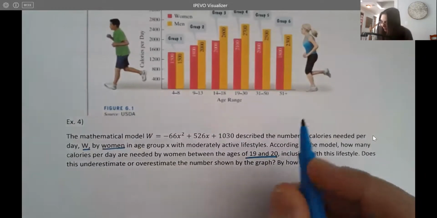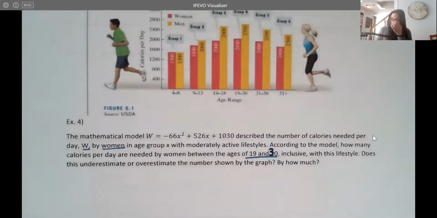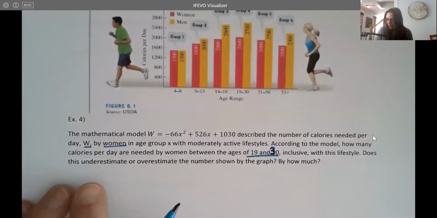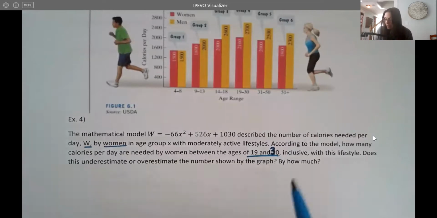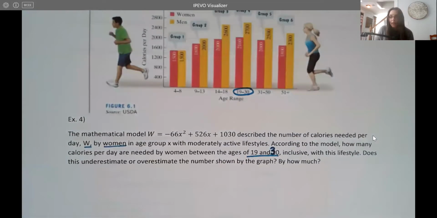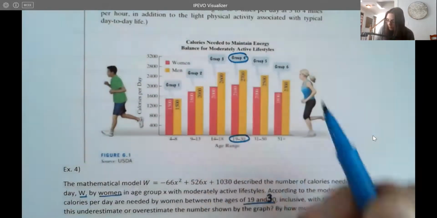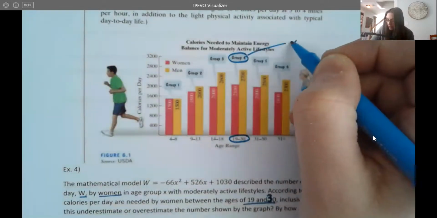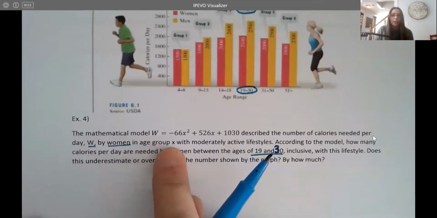Sorry, let's just say 30. Sorry, guys. Thought that looked wrong. So between 19 and 30 inclusive with this lifestyle. Does this underestimate or overestimate the numbers shown by the graph and by how much? So that 19 to 30 group is right here. Okay. So if we look, this is group 4. So in this case, our x value is 4 here. So if you look at the model, it says age group x. So our group is group 4.